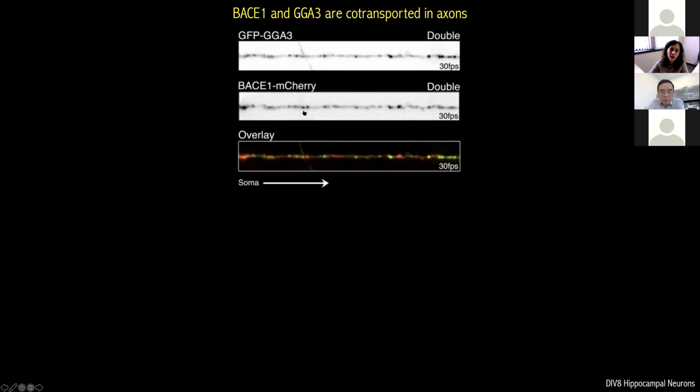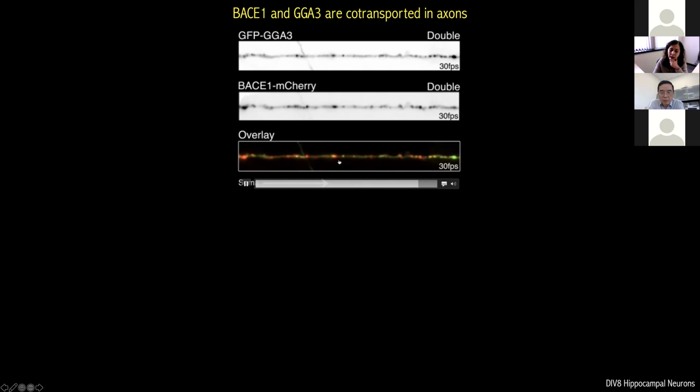In this movie, you have on top a GFP Gga3 axon. At the bottom, you have a base and cherry positive axon. And it's immediately obvious that both proteins are capable of bidirectional movements along the axon. Gga3 is a slower protein compared to base, and while base is evenly distributed among anterograde and retrograde movement, Gga3 is mainly retrograde directed.